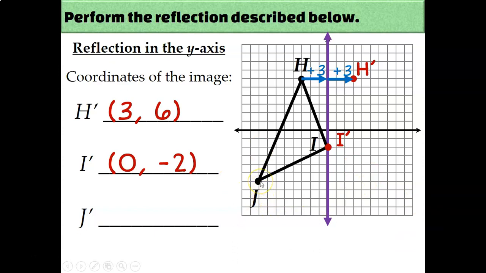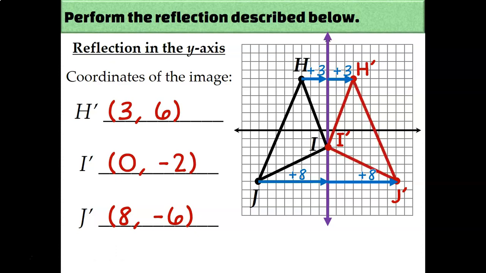And last we'll do J. From J to the line of reflection, you move to the right 8. So you go 8 more to the right to get to J prime, which is the point 8, -6. So this is the image of triangle HIJ after reflecting in the y-axis.